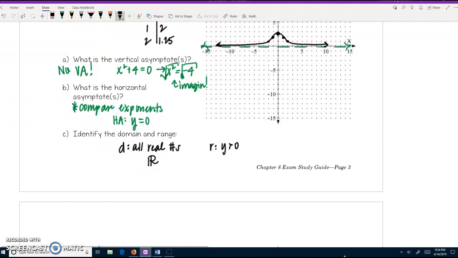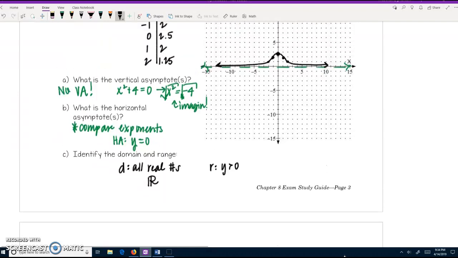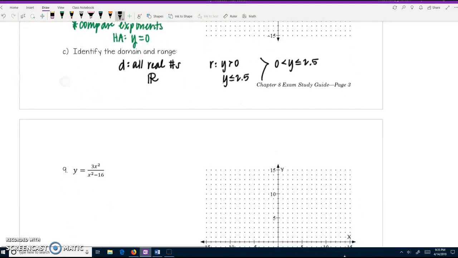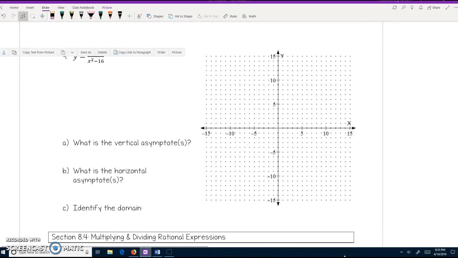In this case, we want to describe that I'm only going to be up in the top 2 quadrants. But then also notice that the largest value on this graph is 2.5. So I want to say y is less than or equal to 2.5. And I can combine this information into one single inequality that looks like this. So that's my first 8.3 graph, and then we just have one more.